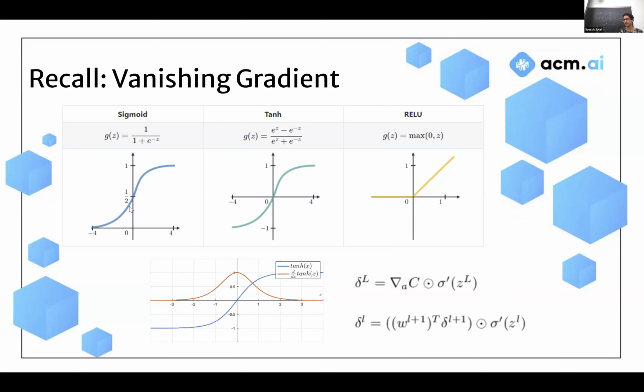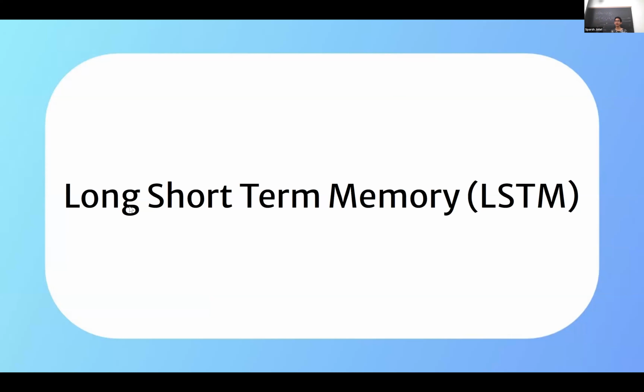Okay. So to solve these problems, we have something called an LSTM. These are a variant of RNNs, but they try to address that problem of memory loss that we described before. And here to talk about it more will be Liu.